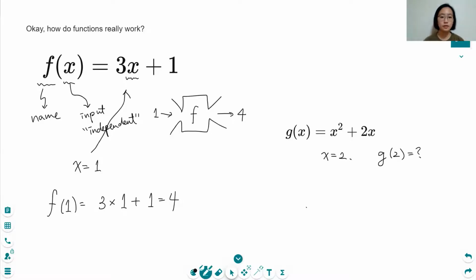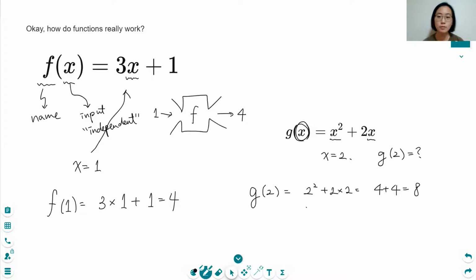Okay, so stop the video for a moment and think about that. Okay, let's evaluate it. So we have slots, we actually have to put it in 2 times, but it's actually just one variable, one slot. So g of 2 would be 2 squared plus 2 times 2. So that's 4 plus 4.